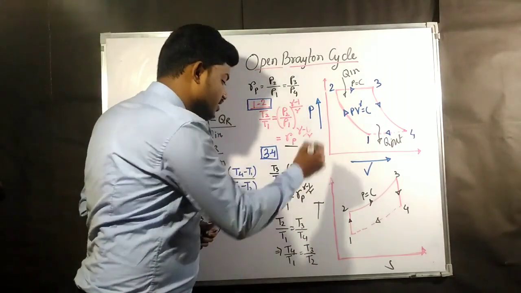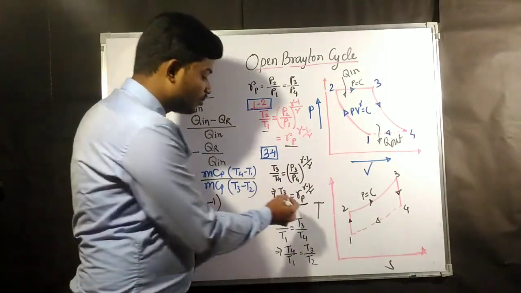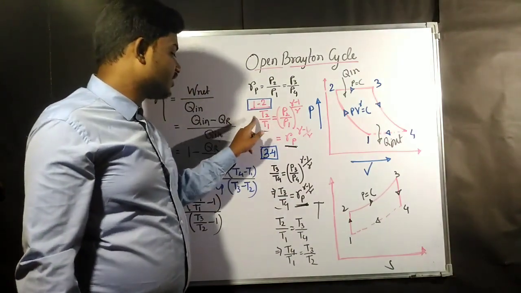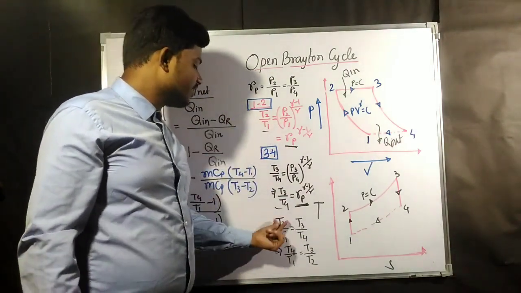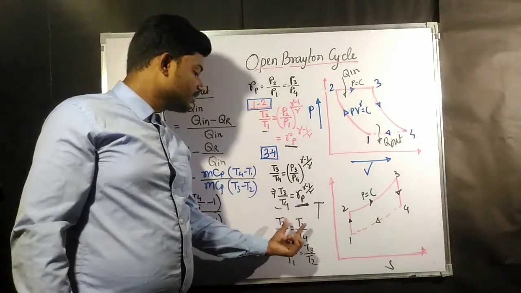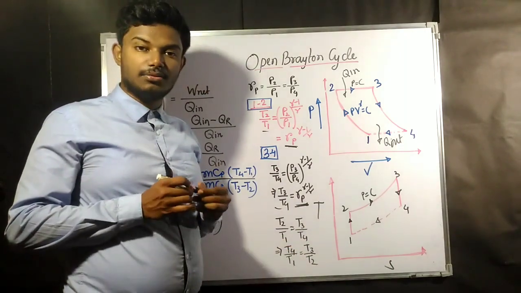Now this is also a pressure ratio, this is also a pressure ratio, but the left hand sides are not the same. Since these right hand sides are going to be the same, obviously the left hand sides are going to be equal. So we have written T2 by T1 equals T3 by T4. From this relation we can write T4 by T1 is going to be equal to T3 by T2.